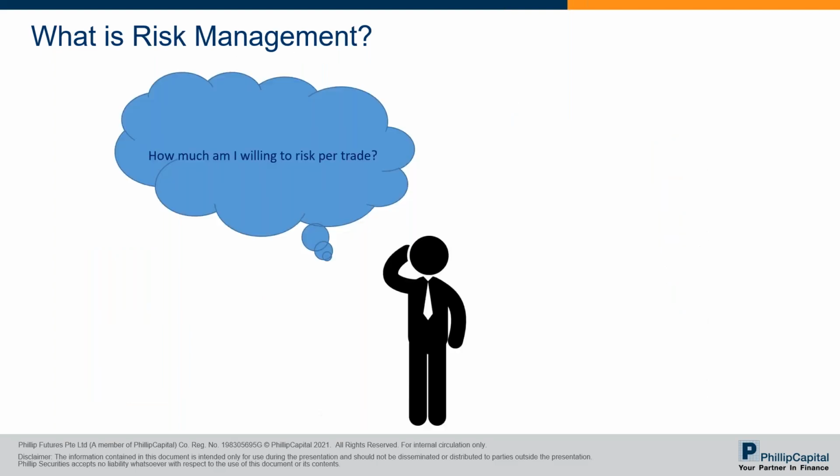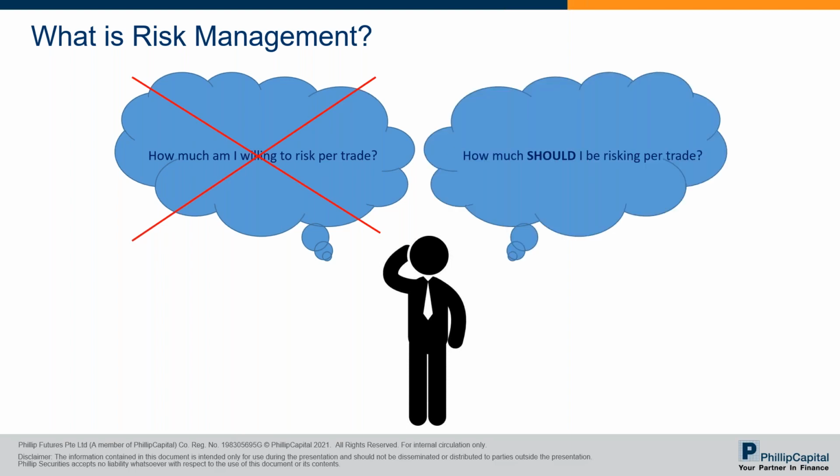Right. So when we think about risk management, right, I don't know how many of you ask yourself this question. Is it a question of how much am I willing to risk per trade? Right? The answer is no. It shouldn't be a question of how much are you willing, but instead it should be a matter of how much should you be risking per trade. Now, let me break this down a bit clearer so that you understand where I'm coming from. So it seems like these two questions are quite similar, but in fact there are differences to it.